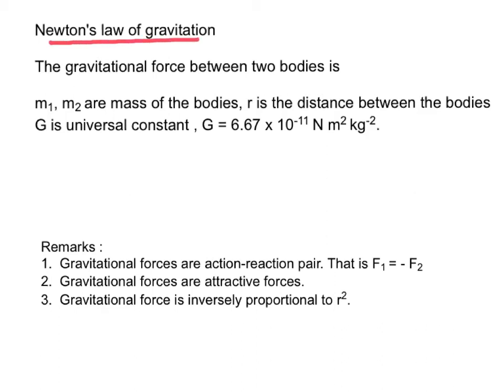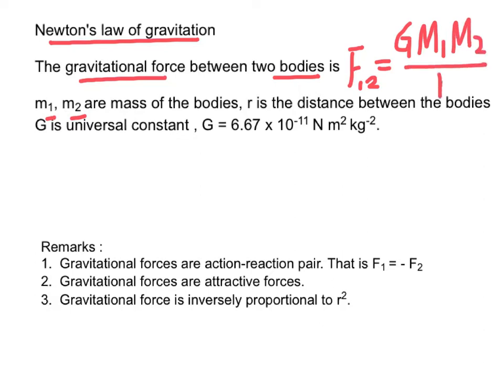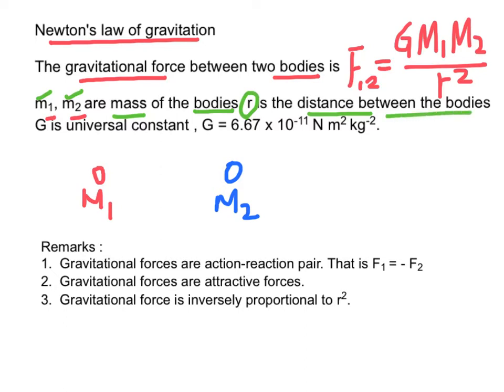Newton's law of gravitation. The gravitational force between two bodies, 1 and 2, is F12 equal to G m1 m2 over r squared, where m1 and m2 are the masses of the bodies, r is the distance between the bodies, and G is the universal constant.